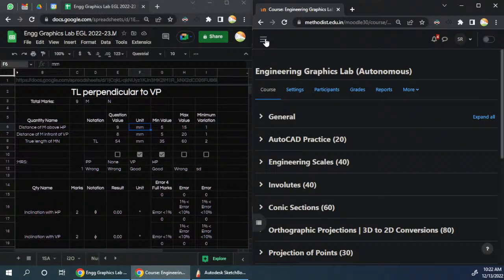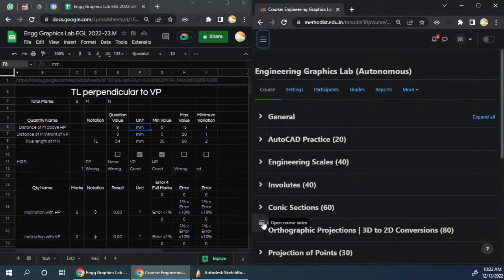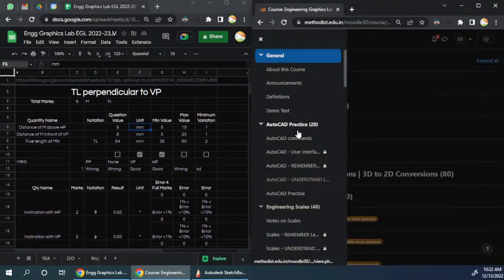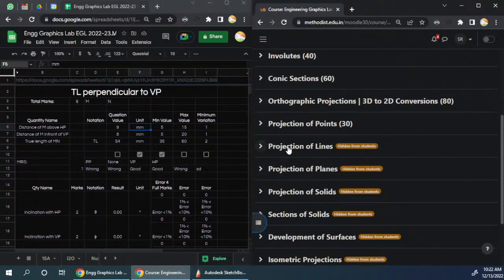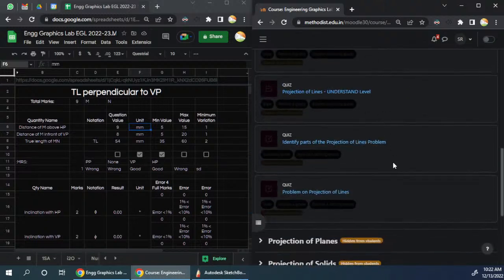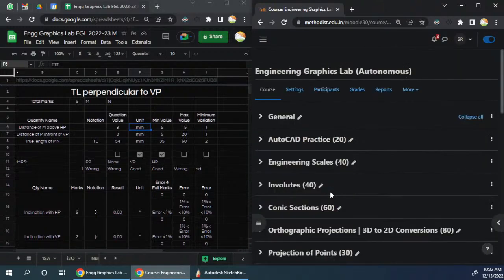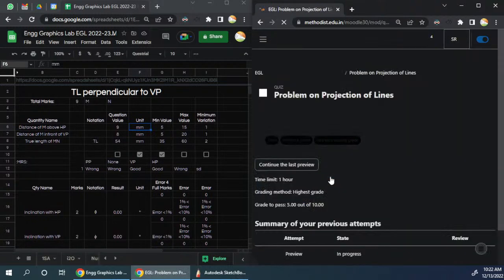Come on, what's the problem here? I don't know what's going on here. Not really sure what that is, but right. So we have projection of lines. This needs to be set up. So remember, an understand level quiz has been set up already. We have the identification of lines, and then we have a problem here on projection of lines. Where are we taking questions of this particular thing from? Let's see over there.